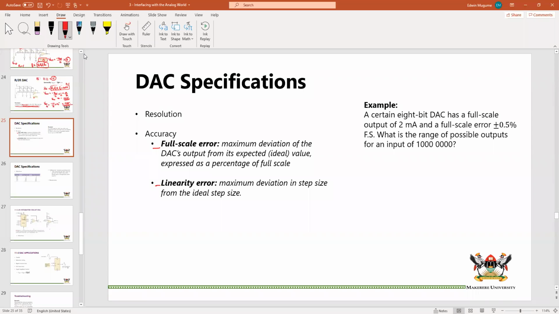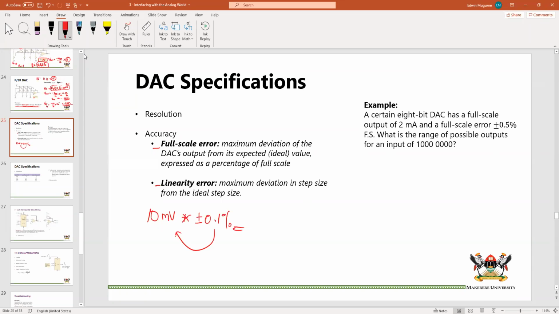The full scale error is really the maximum deviation of the DAC output from its expected value, and this is usually expressed as a percentage of the full scale, whereas the linearity error is the maximum deviation in step size. If the step size is supposed to be, say, 10 millivolts, and then you have an error of plus or minus 0.1%, it is usually that small difference in the step size.